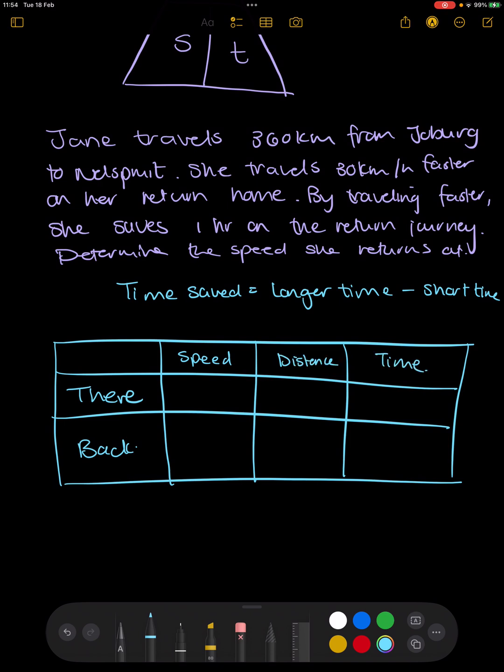So how do I know what to put in the last column? Well, because I'm working with time saved, I know that time is going to be the factor on which I'm going to be modeling everything. So that's why I want to get time. So the speed that Jane traveled at on her original journey was X. I have no idea what it was, but I know coming back it was 30 kilometers faster. My distance for both of them won't change. It's going to be 360.